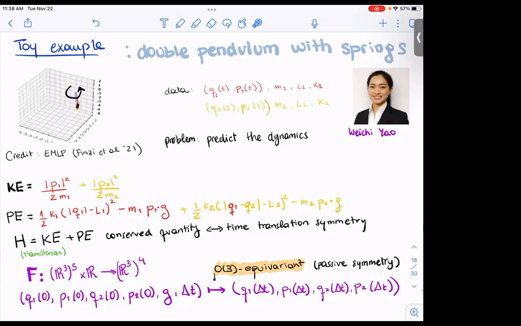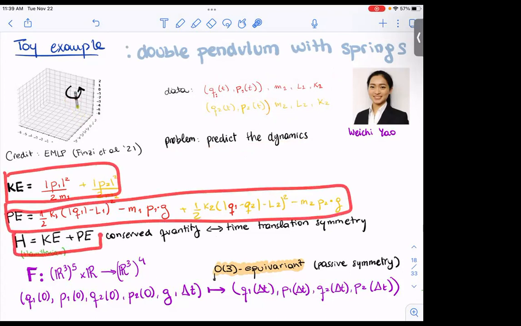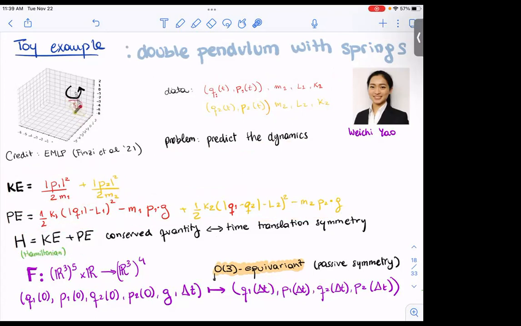And basically the data is the position and momentum of these particles, of these masses, the red mass and the yellow mass. And then there are also the masses, the lengths and the constants of the spring, but actually these I don't know. So the only thing that I know is this. And the problem is to predict the dynamics of the system. This system is a Hamiltonian system. So if I write the kinetic energy and the potential energy, the sum of these two things gives me the Hamiltonian, which is a conserved quantity, which is in correspondence with the time translation symmetry.